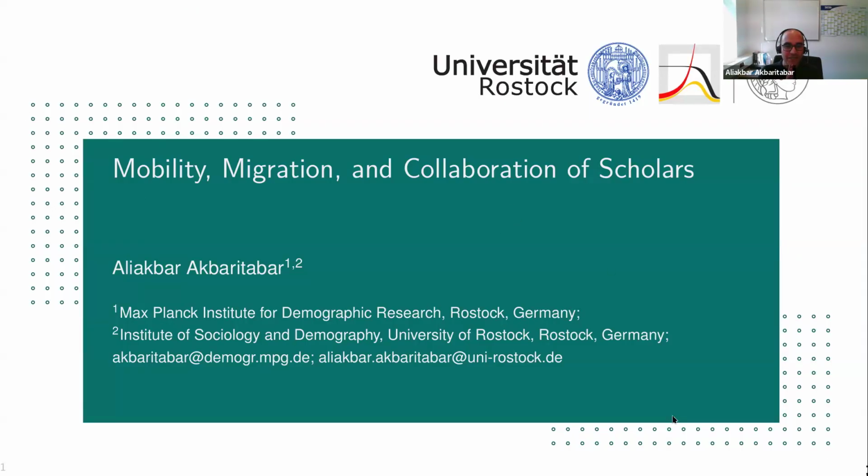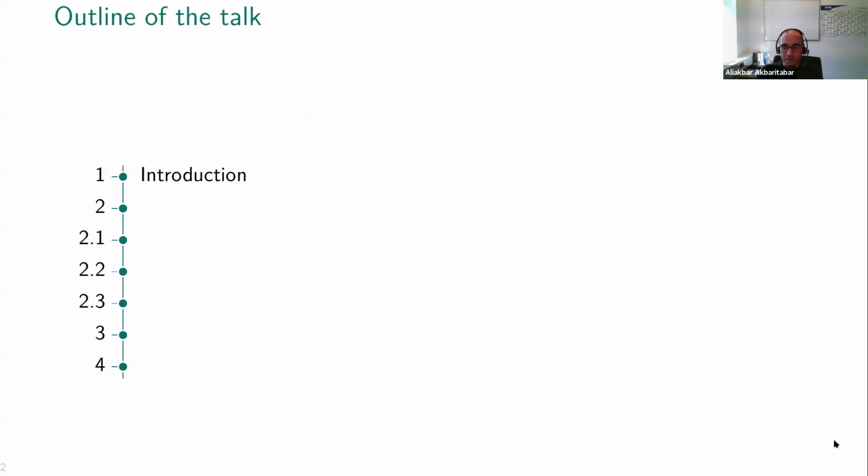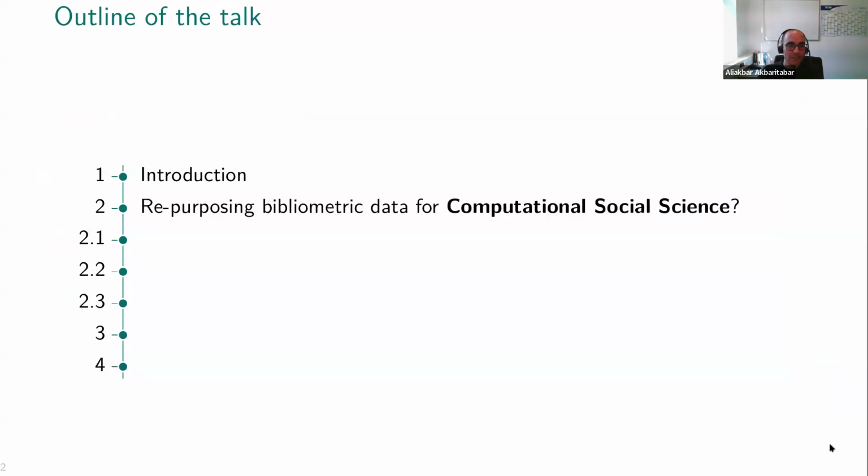So what happens here is I will skip this and I will try to tell you that I'm going to give an overview of some research on mobility, migration, and collaboration of scholars. And the outline looks like this. So I will give a brief introduction of the goals here. Then I will talk about how we can repurpose bibliometric data for computational social science research.